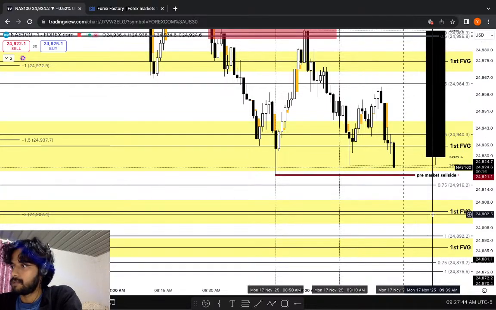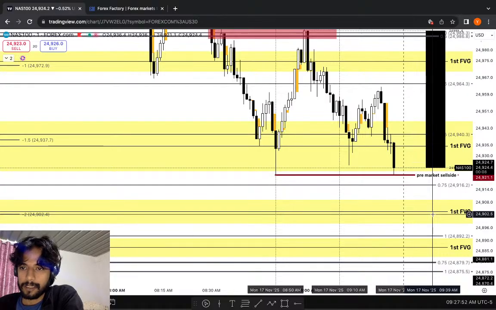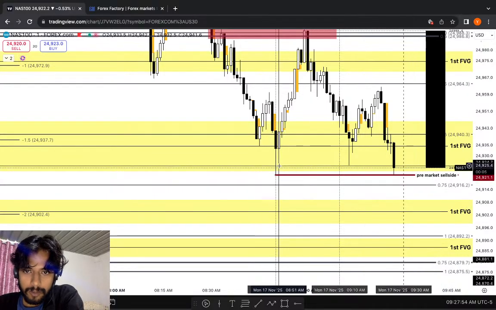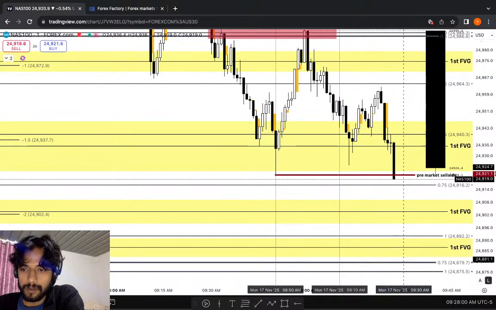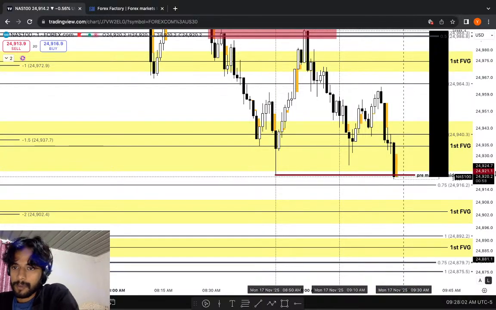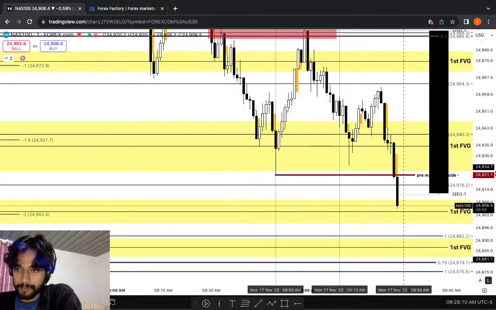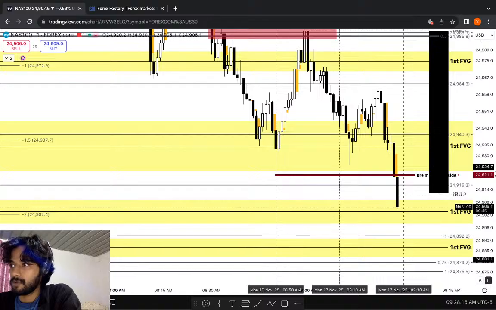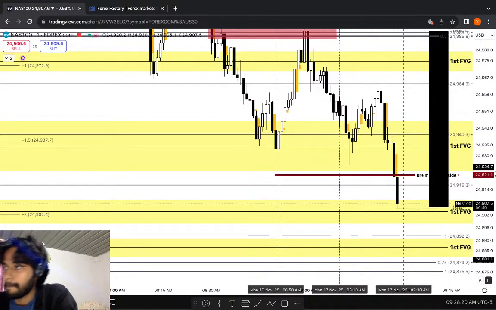Yes, that is good. We have taken out pre-market sell side right there. No, we did not. What's the low here? The low here is 921, and now we have taken out that before the 930. Good. We have reached negative standard deviation 2 before the 930 itself. See?